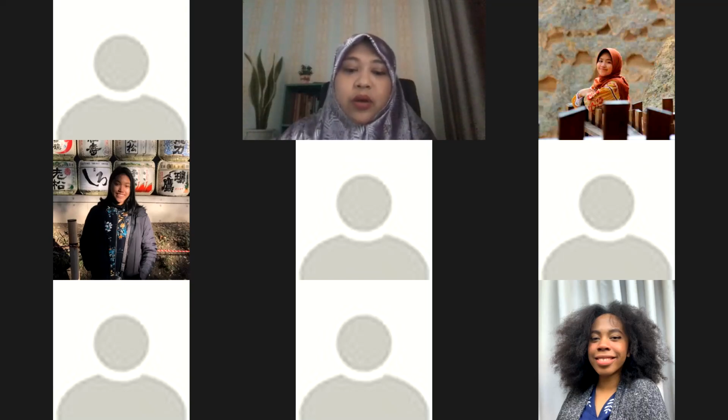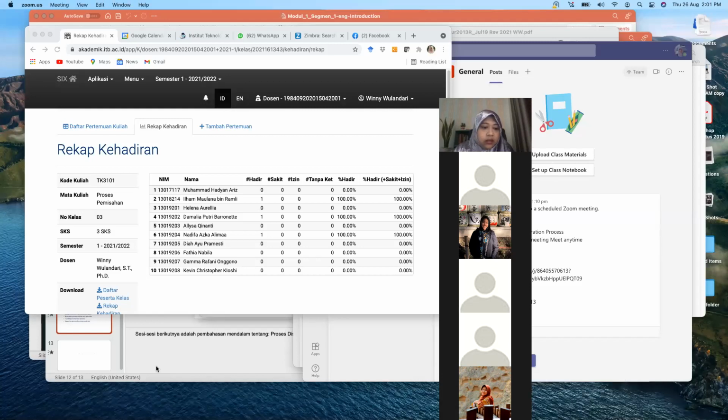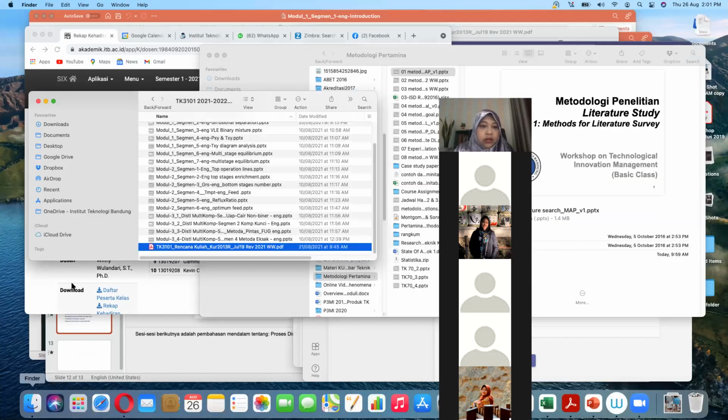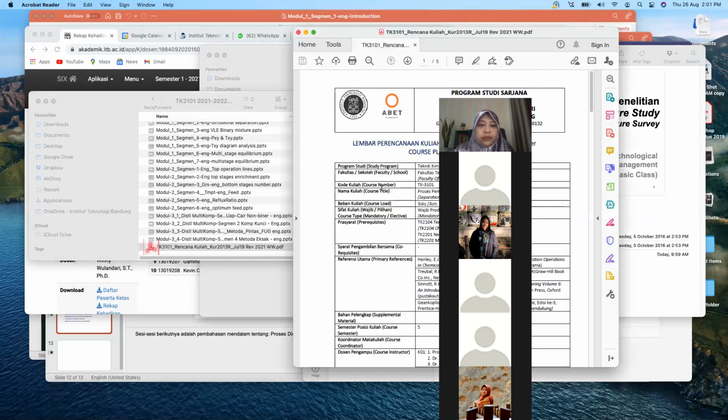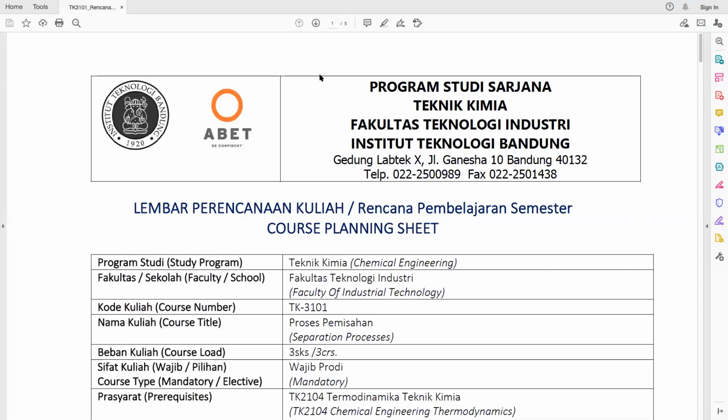Right. Okay, so before we start, I'm going to explain the course lesson plan, the rencana kuliah. Okay, so this is the course TK3101 Separation Processes, or proses pemisahan, in the regular class.